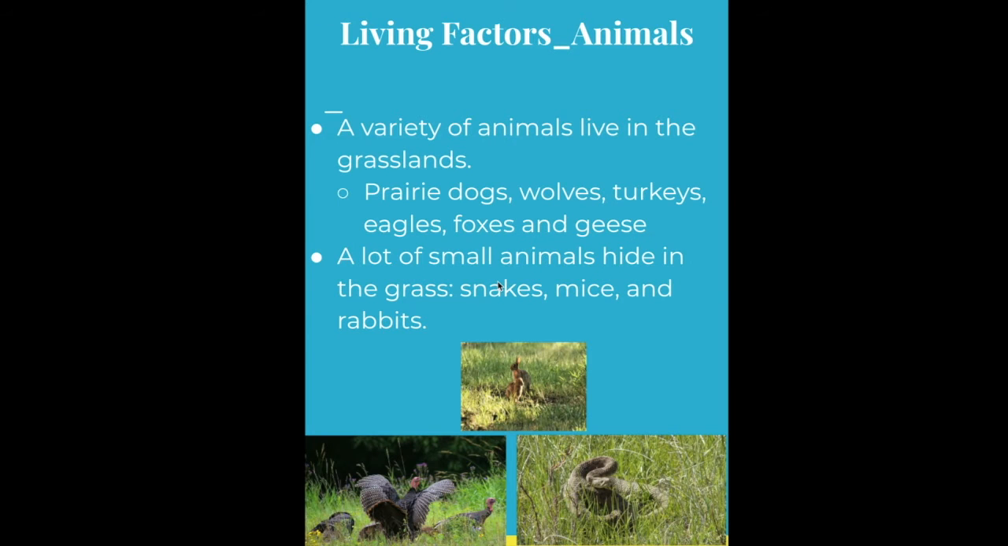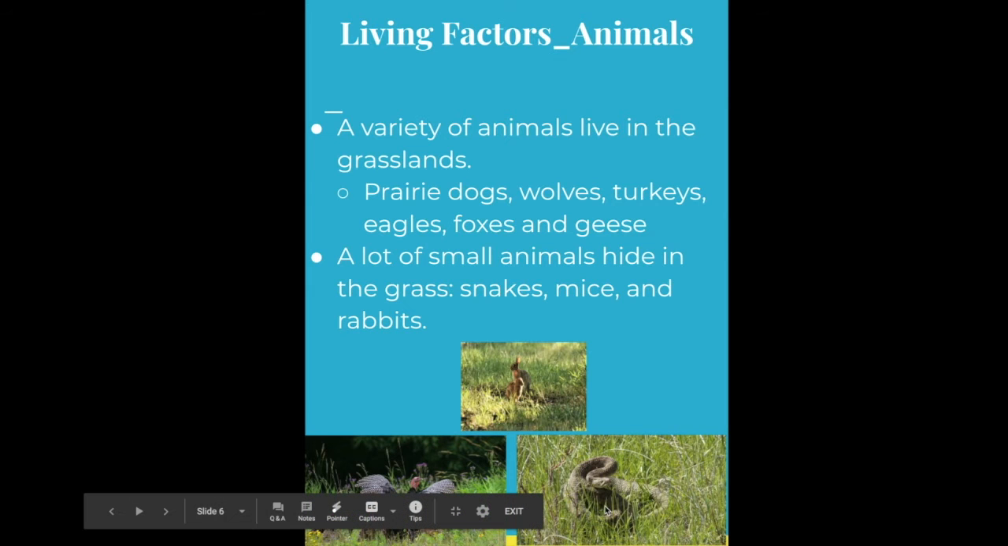Let's look at the living factors of a grassland. Let's start out by looking at the animals. A variety of animals live in grasslands, like prairie dogs, wolves, turkeys, eagles, foxes, and even geese. There are also a lot of small animals. These small animals are able to use the grass to hide and camouflage from the big animals, like how we see the snake down here. A lot of other small animals include mice and rabbits.